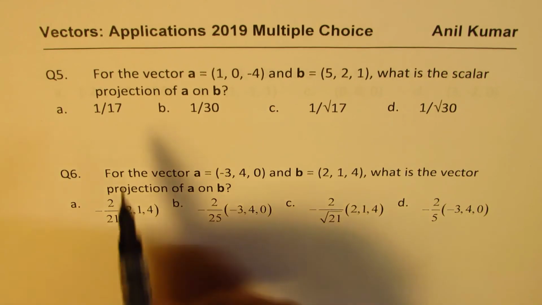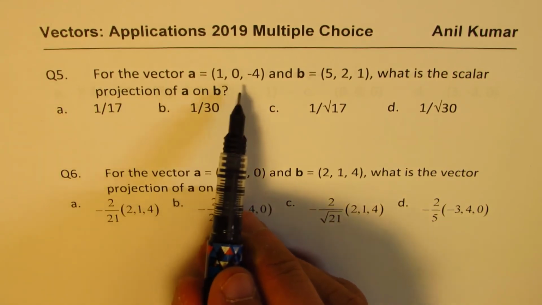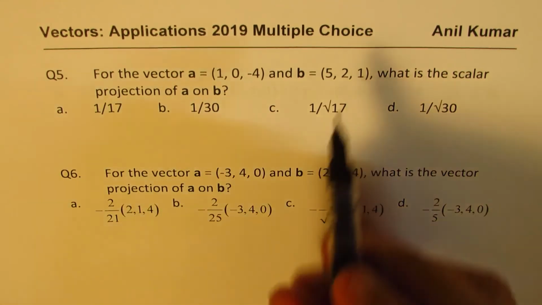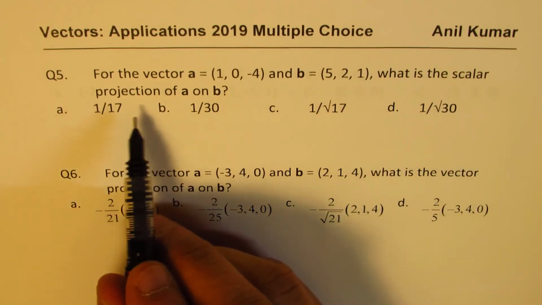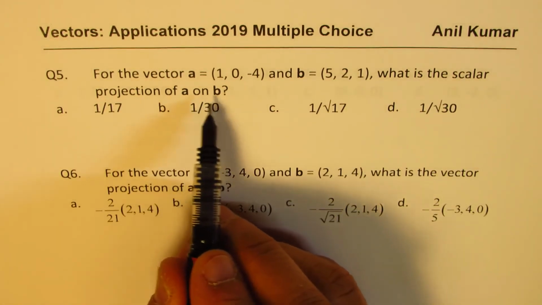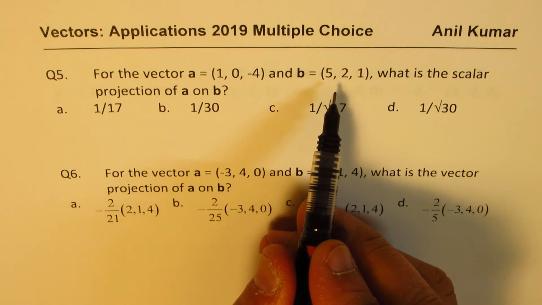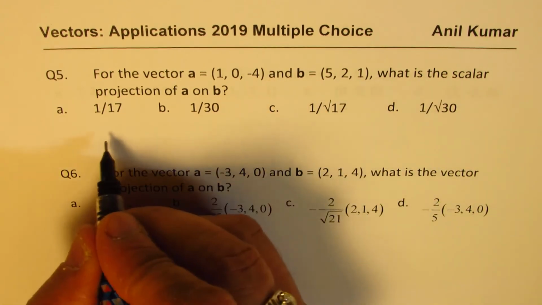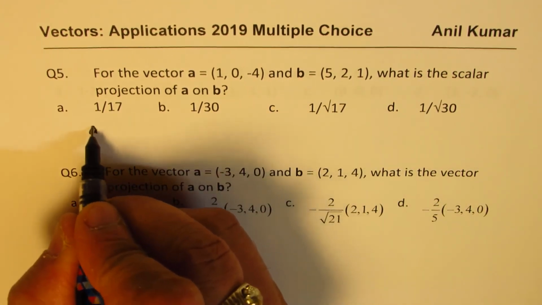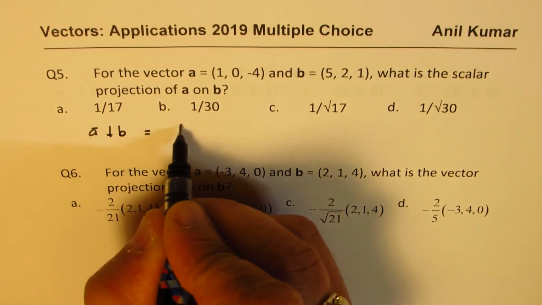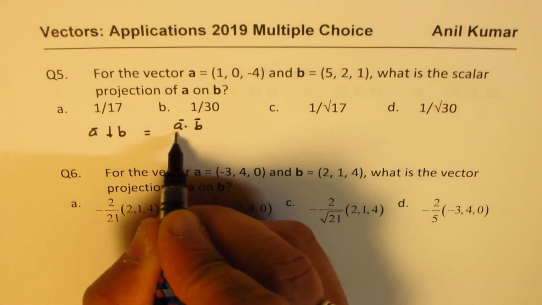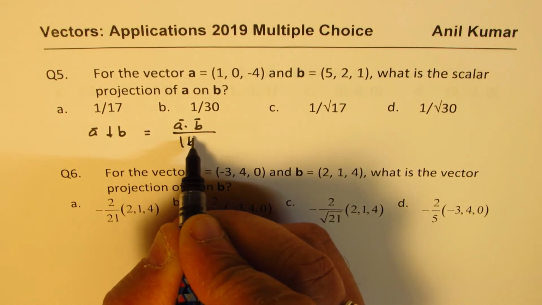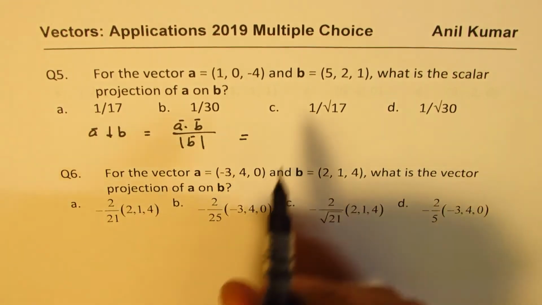Question number 5. If the vector A is 1, 0, minus 4 and B is 5, 2, 1, what is the scalar projection of A on B? We need scalar projection, right? Just the magnitude. So scalar projection of A on B is basically A dot B divided by the magnitude of B, right? That is what it is.